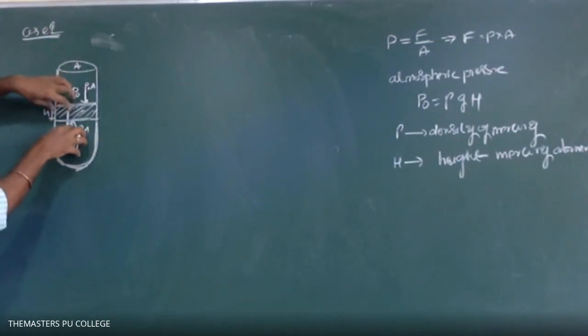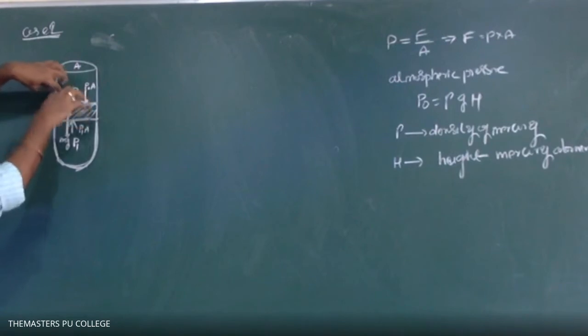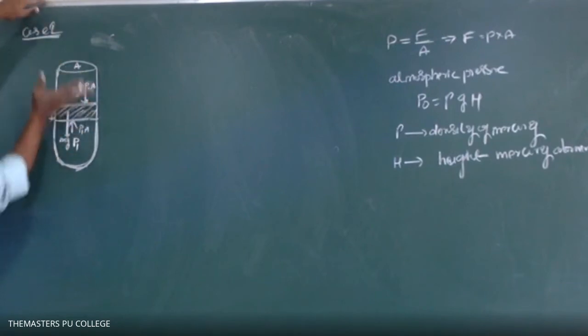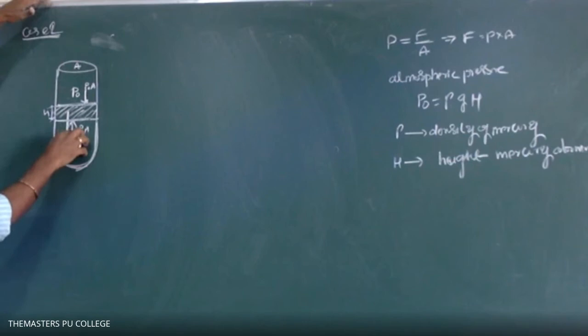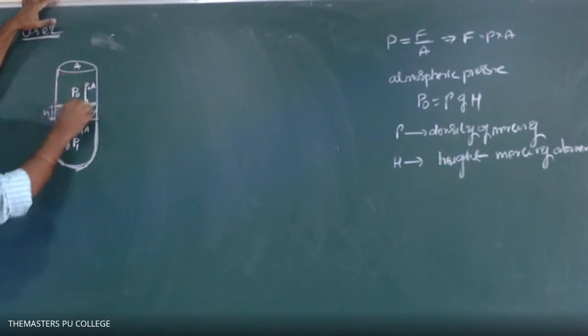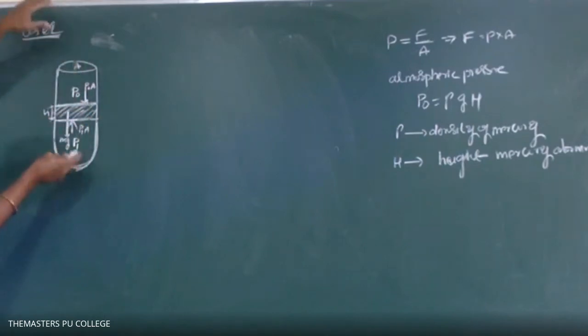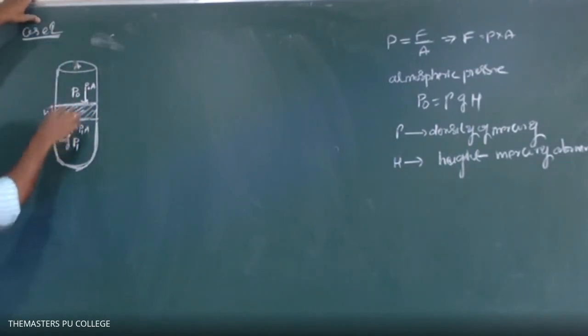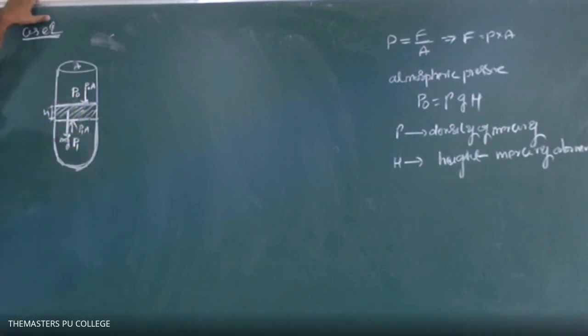So above this point there is a mercury pellet. That's why the mercury pellet will experience an upward force because of the pressure P1. And above the mercury pellet, the pressure is P naught. Because of the pressure P naught, the mercury pellet will experience a downward force. And the weight of the mercury pellet, gravity, is always acting in the downward direction.